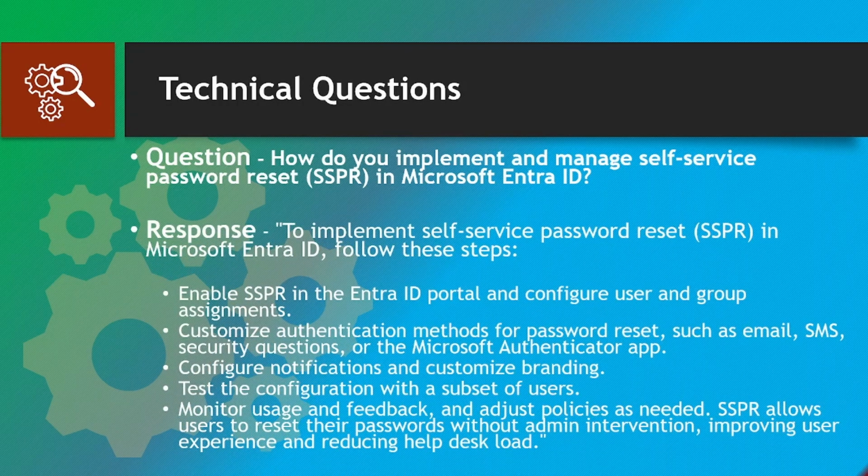To implement self-service password reset SSPR in Microsoft Entra ID, follow these steps. Enable SSPR in the Entra ID portal and configure users and group assignments. Customize authentication methods for password reset, such as email, SMS, security questions, or the Microsoft Authenticator app. Configure notifications and customize branding. Test the configuration with a subset of users. Monitor usage and feedback and adjust policies as needed. SSPR allows users to reset their passwords without admin intervention, improving user experience and reducing help desk load.